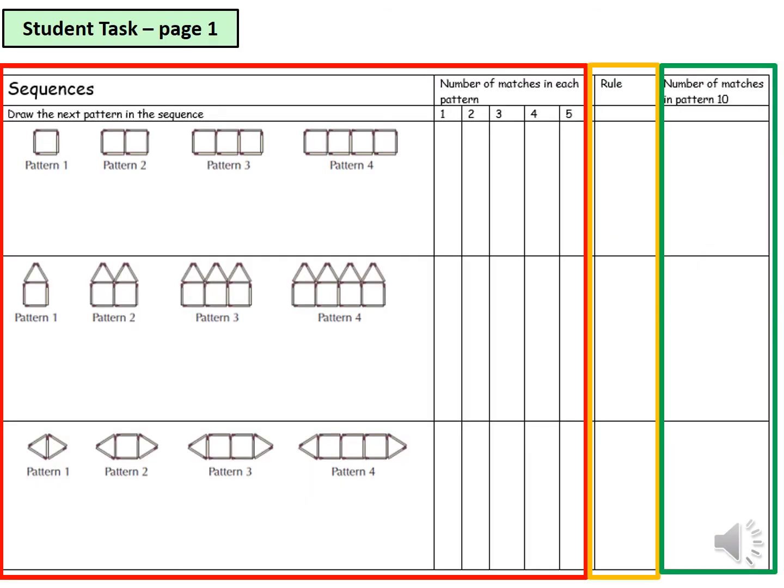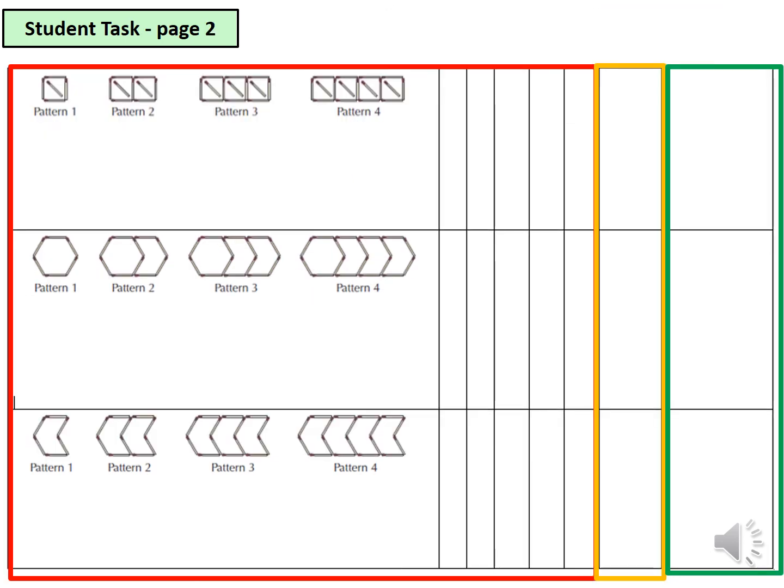Okay, so this task is now separated into 2 slides, so please have a look at the second slide. This is the second slide. Please have a go at this slide as well, and please upload your answers to ClassCharts.